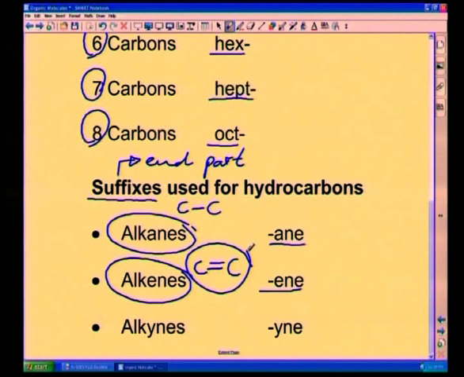Lastly, we can have the "-yne" group, okay? And that would mean alkynes. And alkynes are these hydrocarbons. This is a homologous series where we're having at least a triple bond existing between 2 carbon atoms in that molecule. That then tells you you're talking about an alkyne, right?